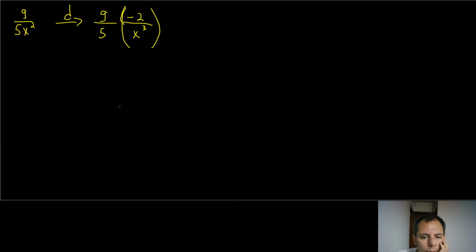Okay? Because it's like this, guys. X squared, and here you have a 1. So this is x to the minus 2. And differentiating this, what you have a minus 2x to the minus 2 minus 1, which is minus 3.